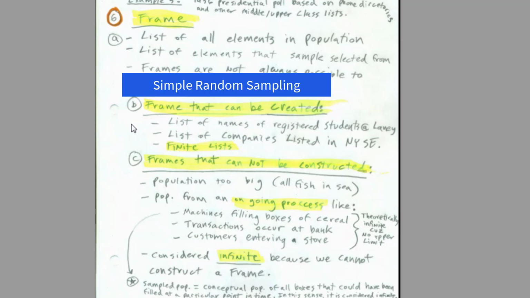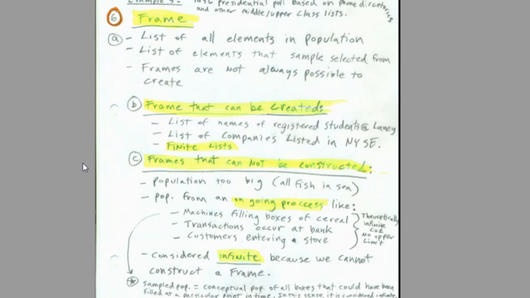And we'll look at an example of that in Excel. We'll put a list there and randomly select some data from that list. Examples of frames that cannot be constructed: population is too big, like all the fish in the sea.